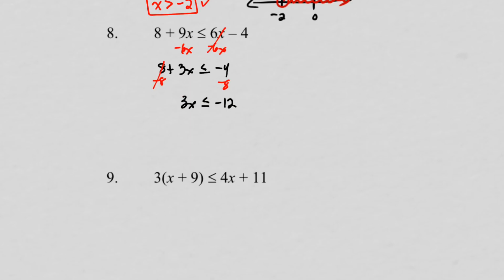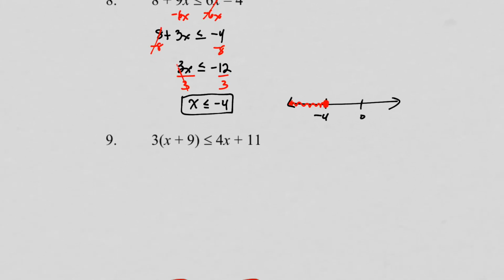That's going to give us negative 12. Then we're going to divide both sides by 3. And since we divided by a positive number, we don't have to reverse that symbol, okay? Then we go over here and graph it. And that again is to the left. All right.